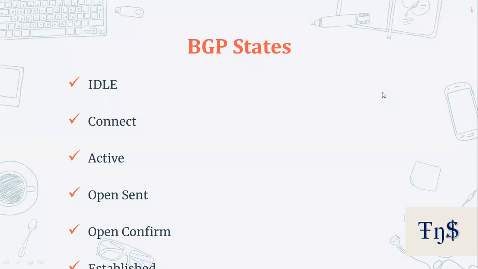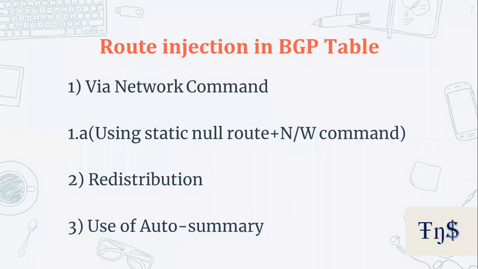Okay, so in our last class, we studied the BGP states. Now let's discuss our next topic. Let's start with route injection in the BGP table. Today let's learn how we can inject routes in a BGP process. The very first method is via the network command.